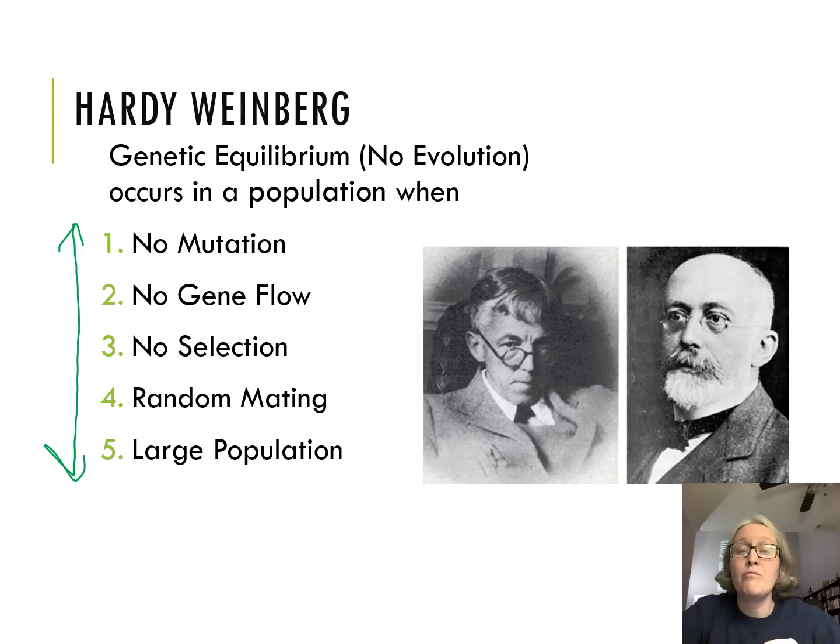Number 4, mating has to be completely random. There can't be any choice. Any female can mate with any male. And number 5, Hardy-Weinberg equilibrium has to have a very large population in order to function. These 5 conditions very rarely are going to exist in the natural world, but it's a nice hypothetical so that we can see how this might happen.